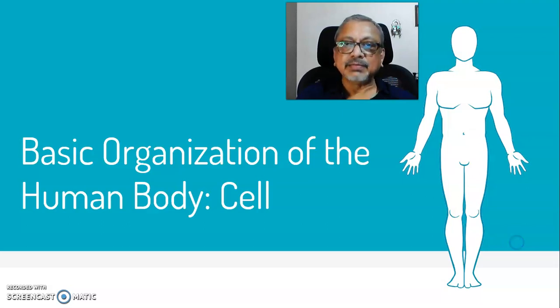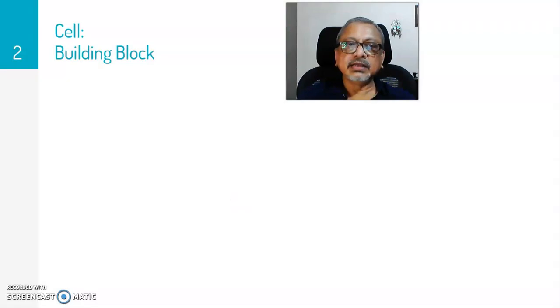The cell can be compared to a building block, as we know that any building is made up of three things. One is the brick, that is the building block. Second is the cement and sand, which act as packing material, and the iron structure that makes the building. Similarly, in the human body, the cell is like the building block.